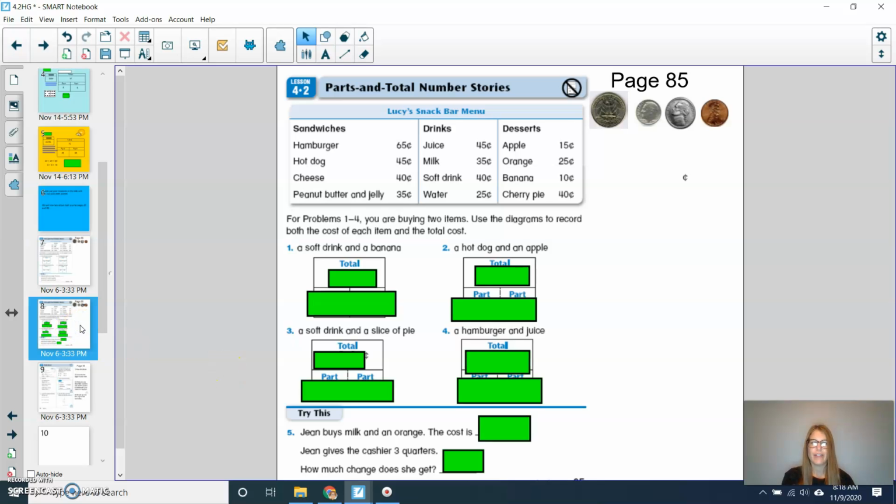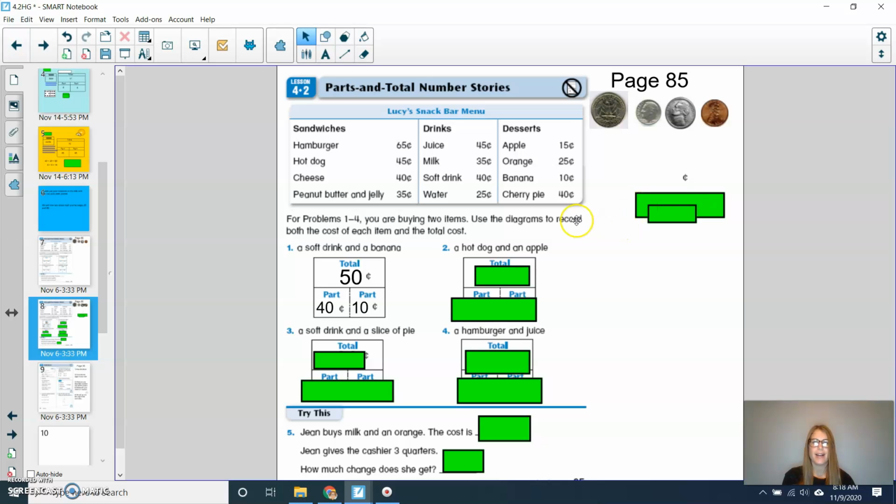All right, second graders, if I'm ever going too fast or about to reveal an answer that you haven't yet solved, please press pause. But again, we talked about how a soft drink was 40 cents and how a banana was 10 cents. So then to figure out the total, I am just adding 40 plus 10, which I know is 50 cents. So now let's look at question 2.